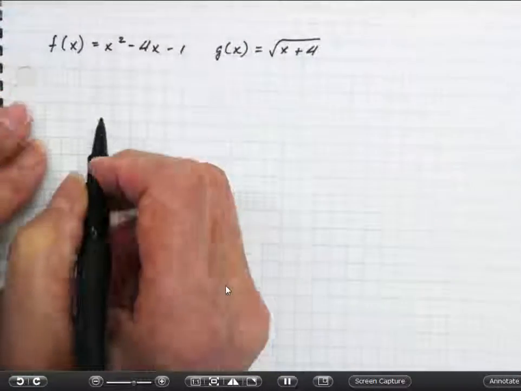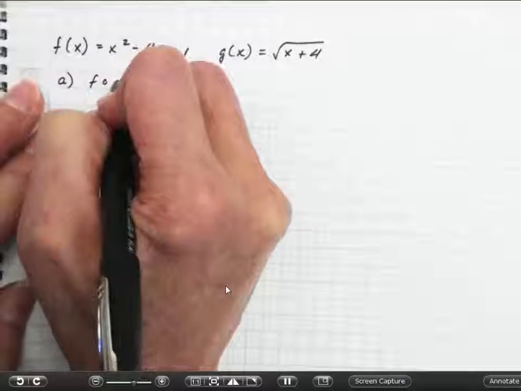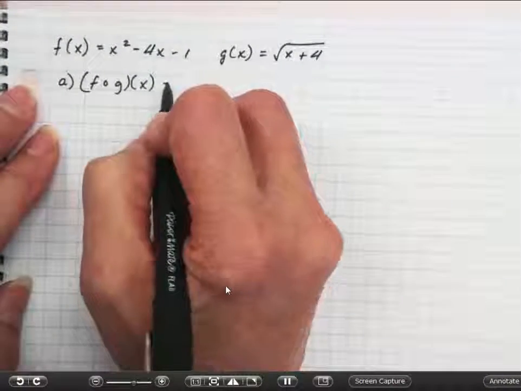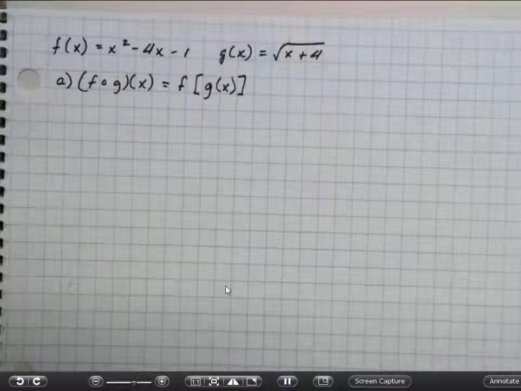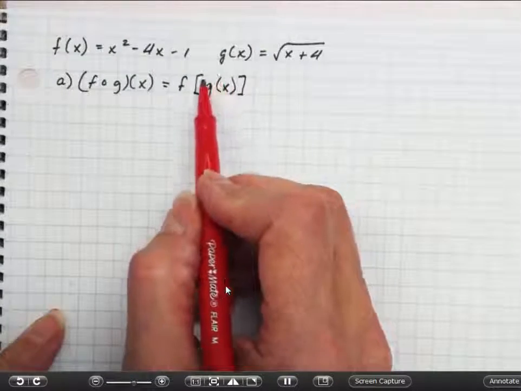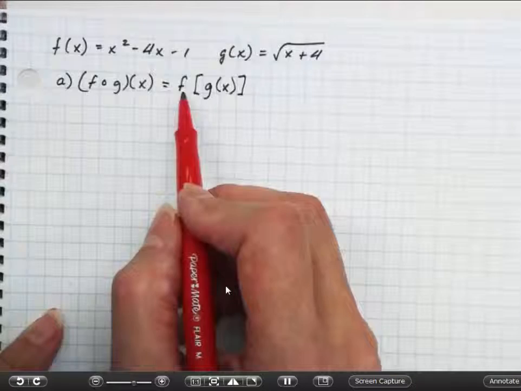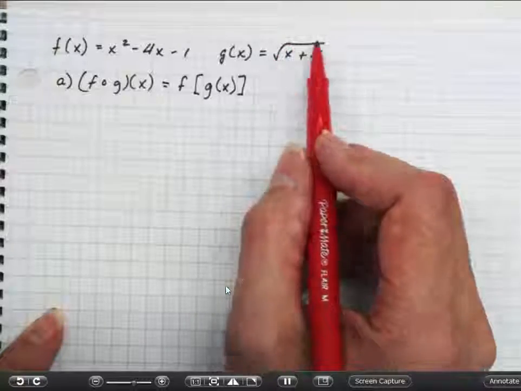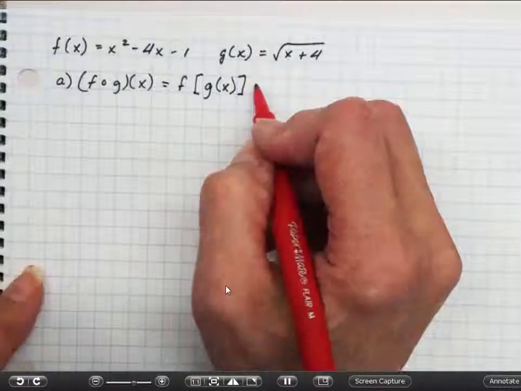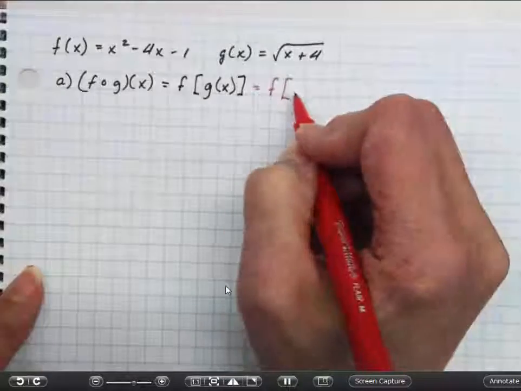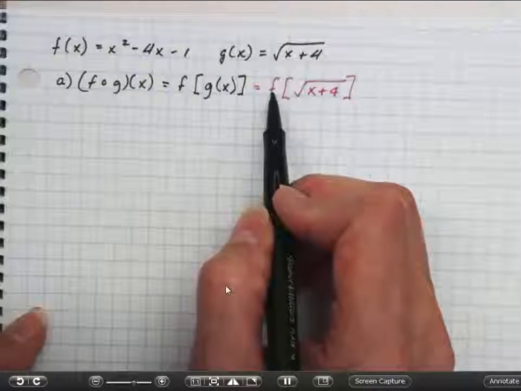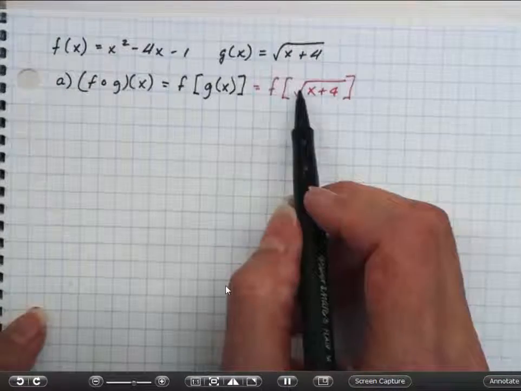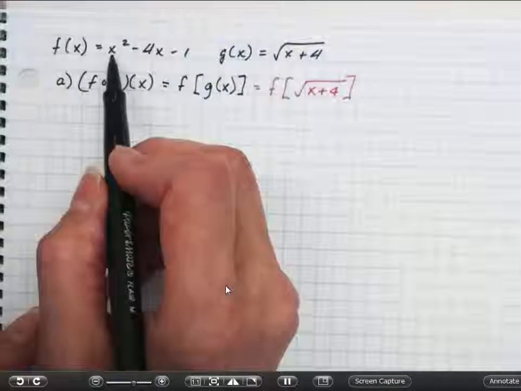The first thing that we're asked to do is find f of g of x. Again, it would be helpful for you to rewrite this as f square bracket g of x. This is saying that I'm going to take my g of x function and put it into my f function. So g of x is this expression here, the square root. It might be helpful to rewrite this as f of what g of x is equal to. In my f function, I'm going to put this expression wherever I have an x. So I'm going to put the square root of x plus 4 into my f function wherever I have an x.